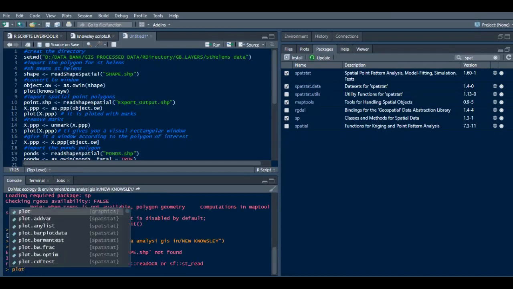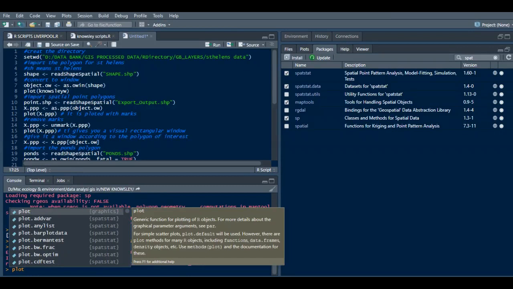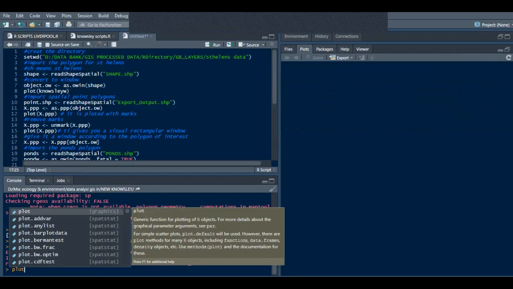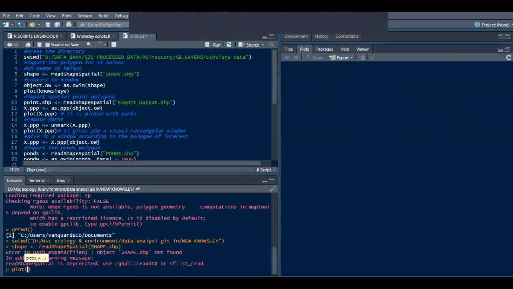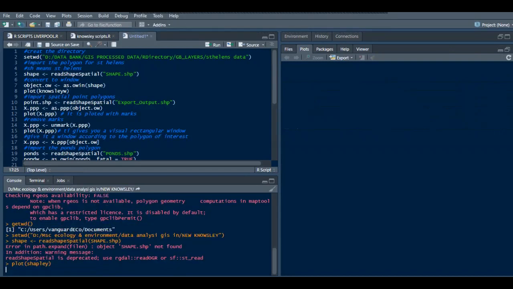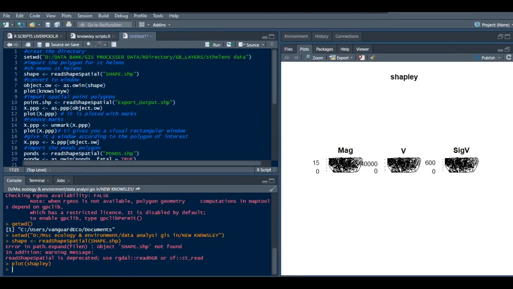So I'll show you what I've imported in here now. We give it a little bit of time. Sorry, I think I have written the wrong one.